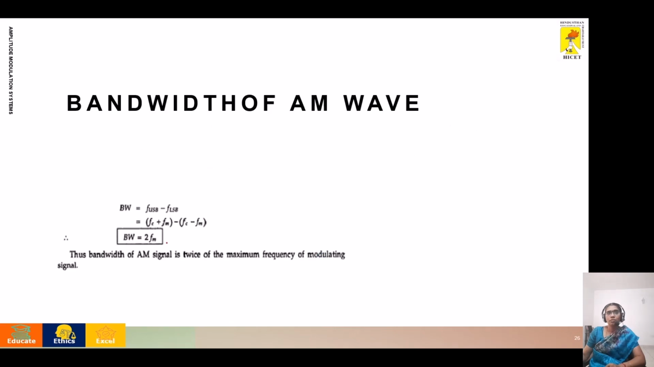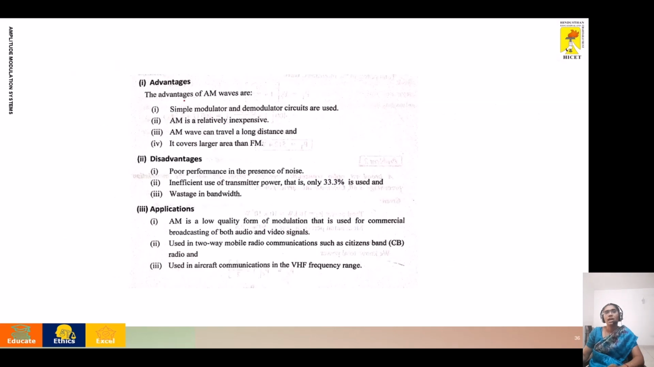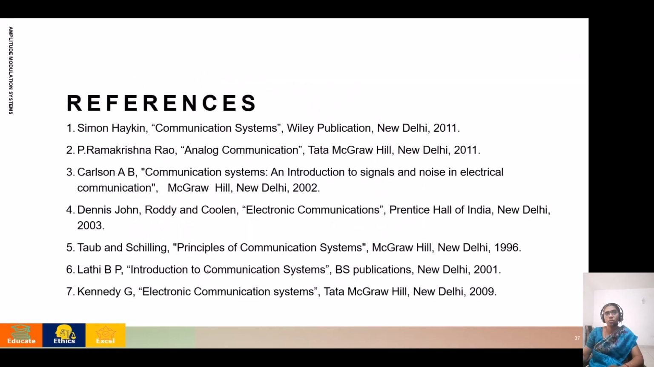The double sideband full carrier's bandwidth is 2 Fm. The advantages of the AM wave are that it is relatively inexpensive and can travel over long distances, but it is not good when the noise is high, and bandwidth is wasted for double sideband full carrier. AM is a low quality form of modulation for commercial broadcasting, and it is used in two-way mobile radio communication systems and also in aircraft communication systems.